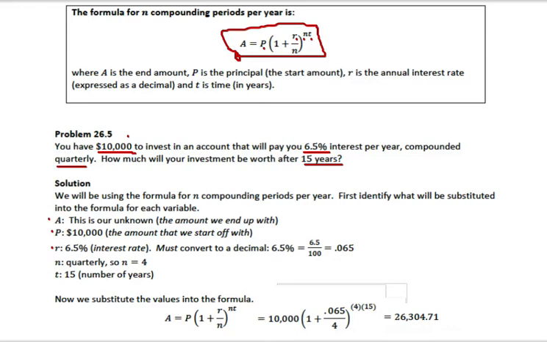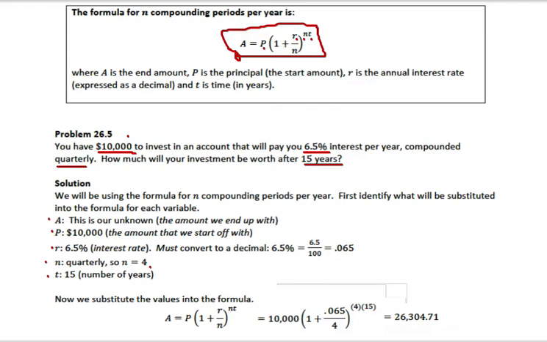And N is going to be 4 because the question tells us that the investment is compounded quarterly, which means 4 times in a year. And T, 15, is the number of years.